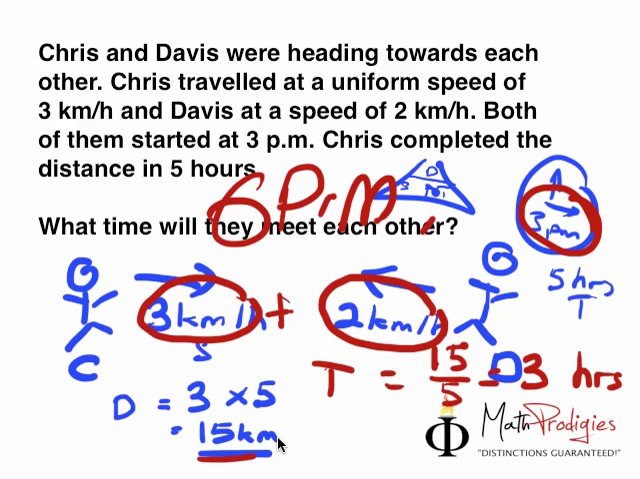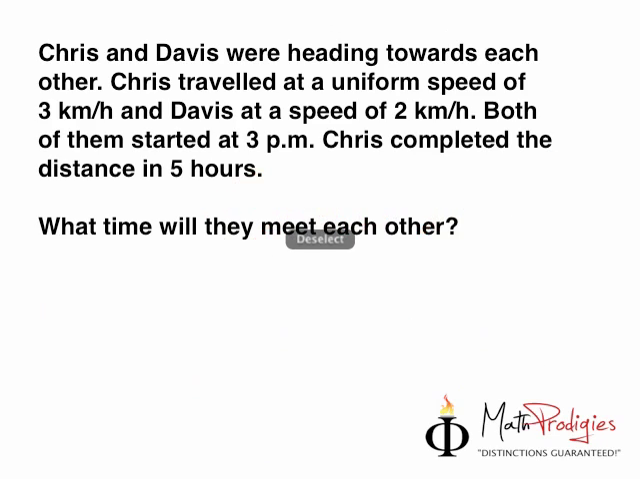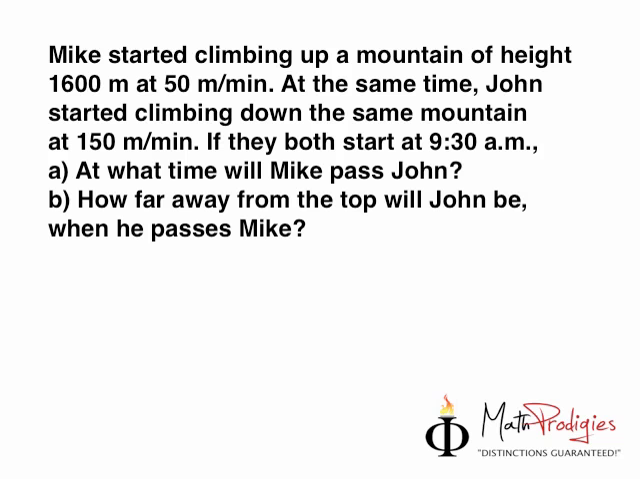We're going to give you a similar question with a part B. Okay? Let me just give you the question for the day. The question for the day is this. So Mike started climbing up a mountain of height 1.6 kilometers or 1,600 meters at 50 meters per minute. At the same time, John started climbing down the same mountain at 150 meters per minute. That's fast. If they both start at 9:30 a.m., A, what time will Mike pass John?